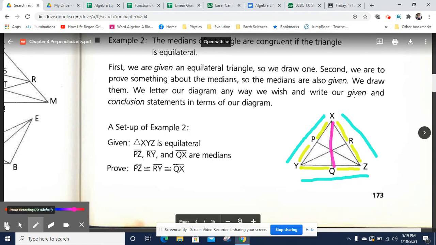Now, I'm not going to go through the whole proof right now. I'm going to let you think about it. But you might also note that since it's an equilateral triangle, all of these larger sides are congruent, and therefore we'll be able to prove a side, angle, side, and it'll be side, angle, side just rotated all the way around, and you'll be able to prove that those medians are congruent.